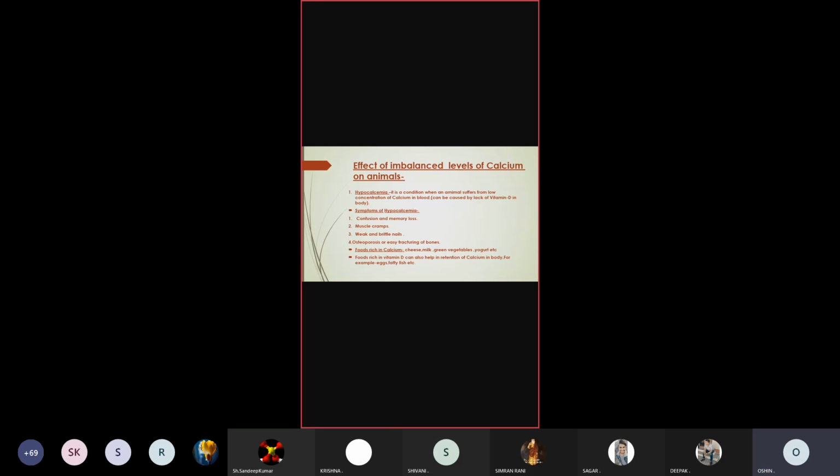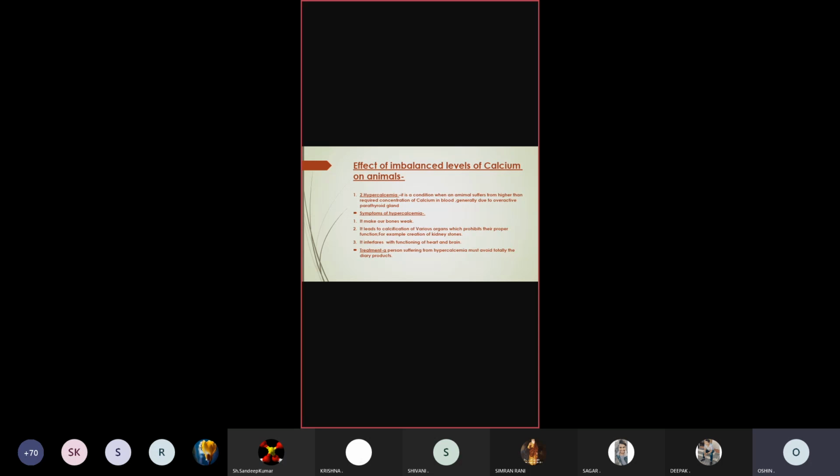Now, the condition hypocalcemia in most of the cases is caused due to the deficiency of vitamin D in the animal's bodies. Because vitamin D is considered to be responsible for retention of calcium in our bodies, therefore, if we take foods which are rich in vitamin D, it may also help us in retaining the proper levels of calcium in our body. And the foods rich in vitamin D are eggs, fatty fishes, etc.